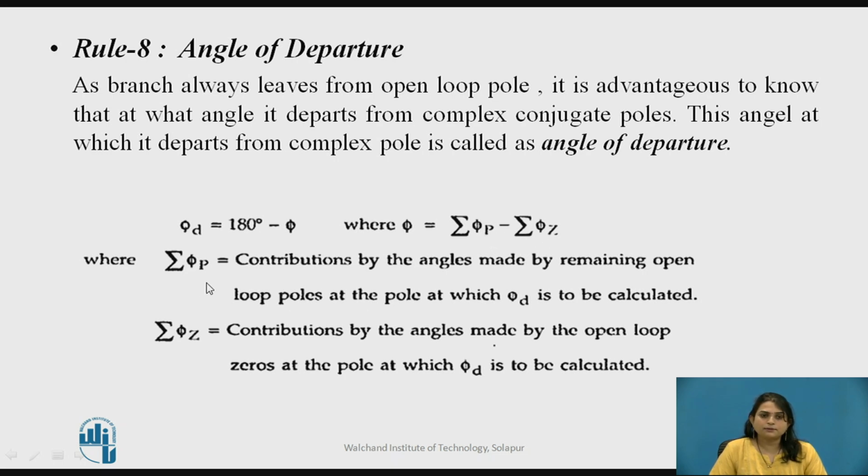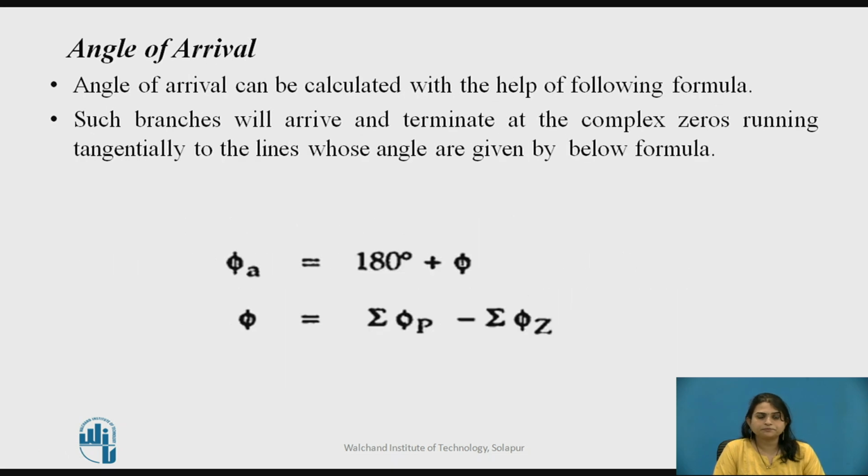Here summation of phi p is the contribution by the angles made by the remaining open loop poles at the pole at which phi d is to be located. Similarly, phi z is the contribution by the angles made by the open loop zeros at the pole at which phi d is to be calculated. Then next one is the angle of arrival. This angle of arrival can be calculated with the help of the following formula. These branches will arrive and terminate at the complex zeros running tangentially to the lines whose angles are given by the below formula. So phi a is equal to 180 degrees plus phi.